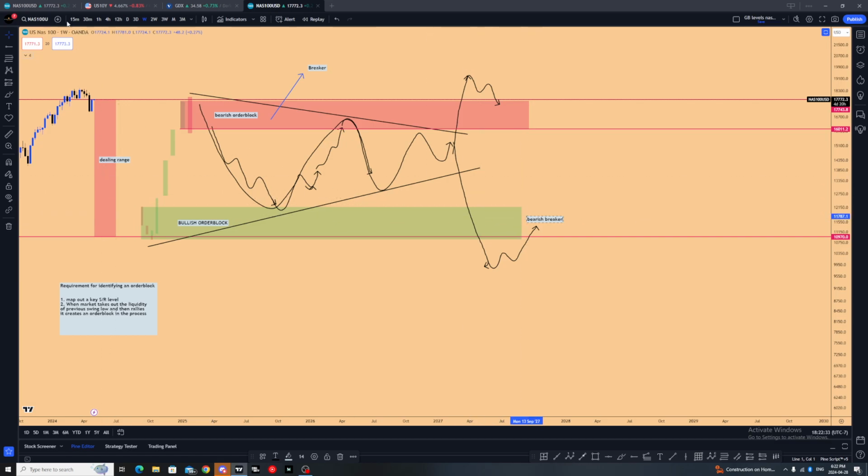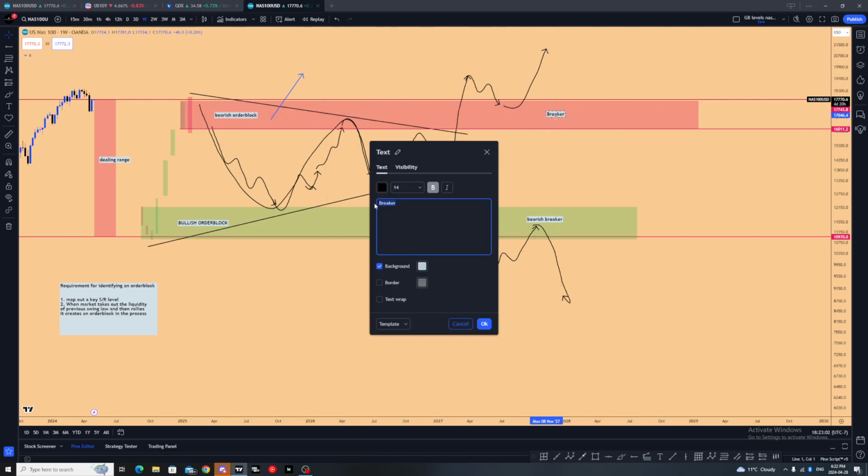Okay, so when you break a support zone, that's bearish in nature because the market actually wants to go lower. So when you're retesting a previously broken support zone, that is now a resistance zone, and you should anticipate lower prices there. When you break a bullish support zone, it turns into a bearish breaker. However, when you break above a bearish order block and you take it higher, then the breaker which you form over there is what you call a bullish breaker.